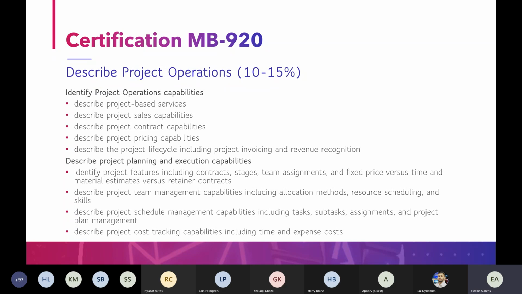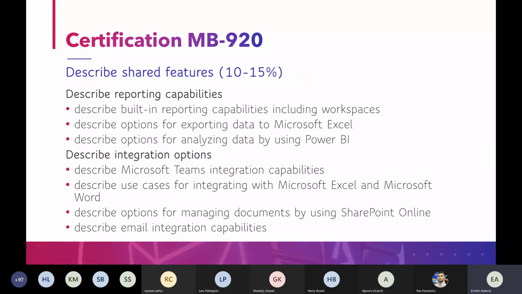Describe the operation. That is a part that is heavier in the first exam, but you have to have general knowledge about the task, the subtask, and also the expenses cost. And you also have, like in the first exam, the MB 390. You have the describe feature about how to integrate it with Excel, Power BI, Teams, SharePoint, and so on.